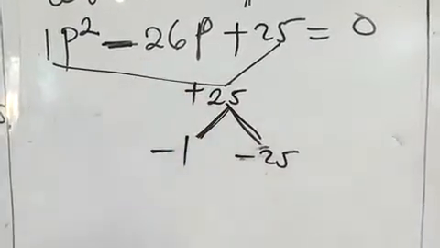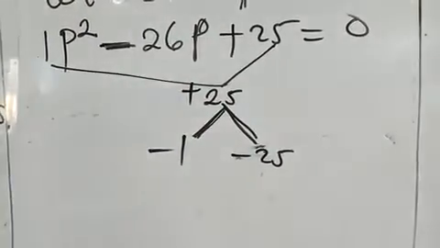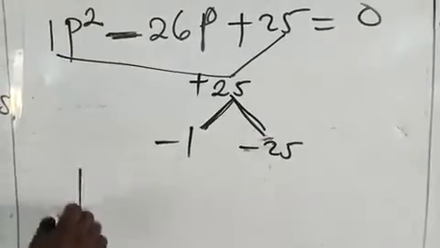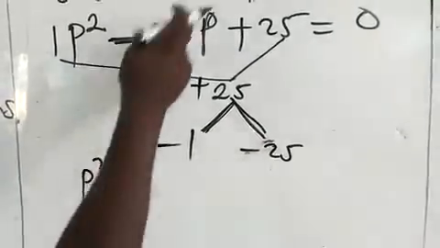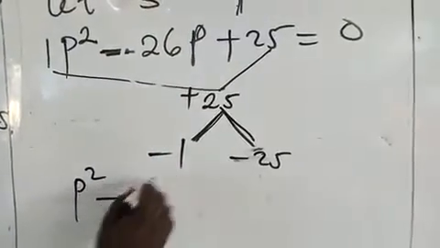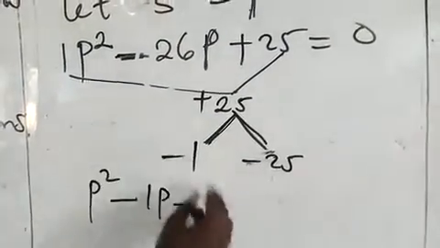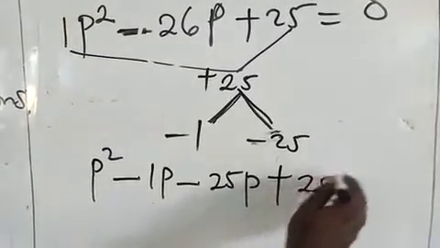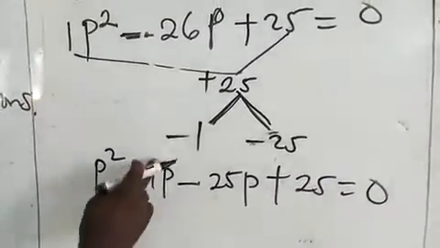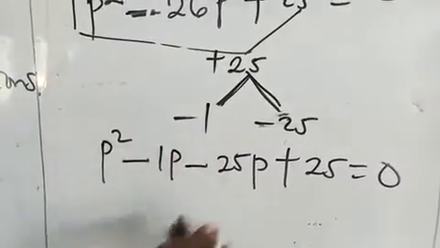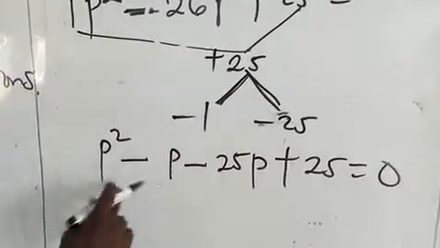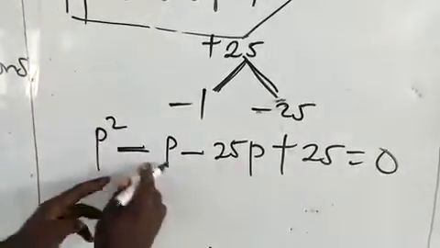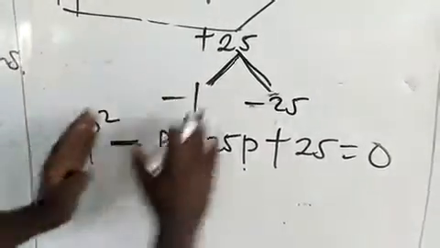You know the normal step in quadratic equation. So now we have p squared minus, this 26 will now be replaced by minus 1p minus 25p, plus 25 equals to 0. You know that there is nothing like 1p. 1p is the same as p. So this one naturally is gone. I will now factorize the quadratic expression. Now that you have 4, you can make it 2 here, then 2 the other side.